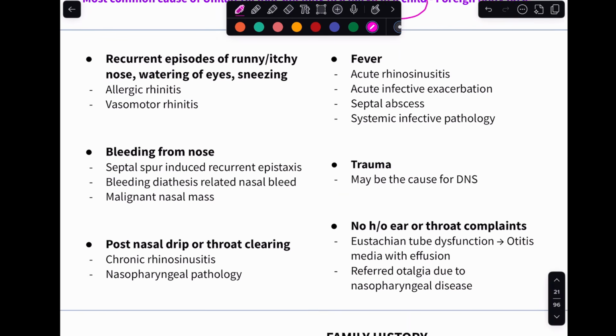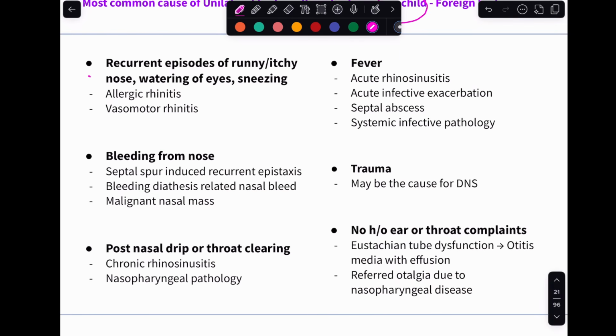Next, wrapping up on the negative history, we have taken history of recurrent episodes of allergic symptoms. This is primarily to rule out allergic rhinitis and vasomotor rhinitis. Like, we'll have symptoms like running or itching nose, watering of eyes, sneezing, even itching of the palate. These are all features that you'll see in case of allergic rhinitis.